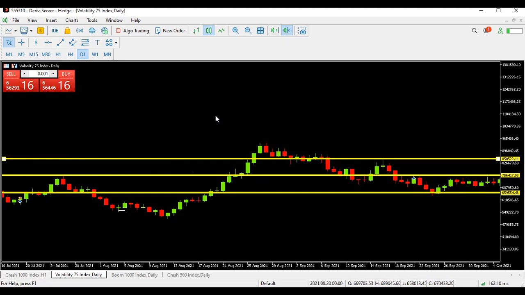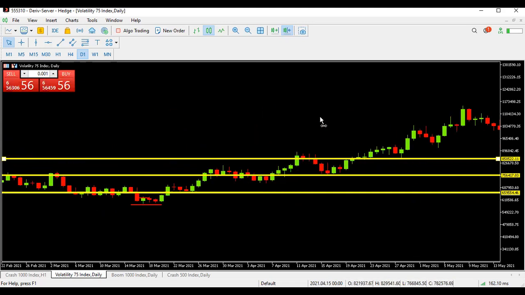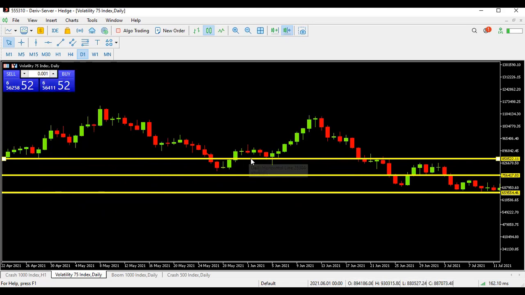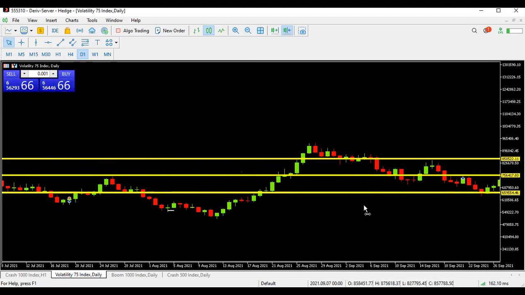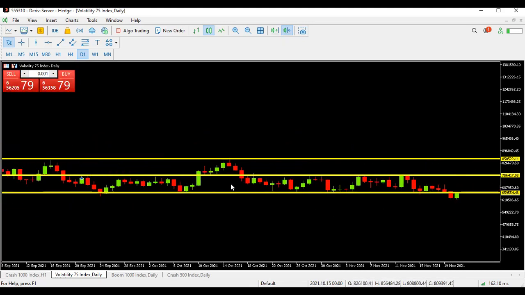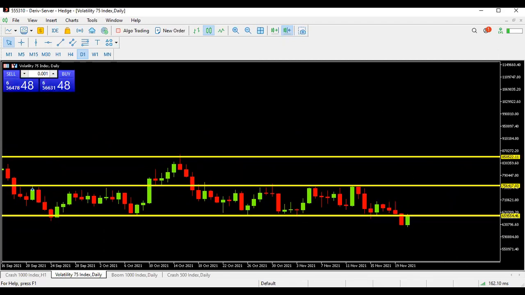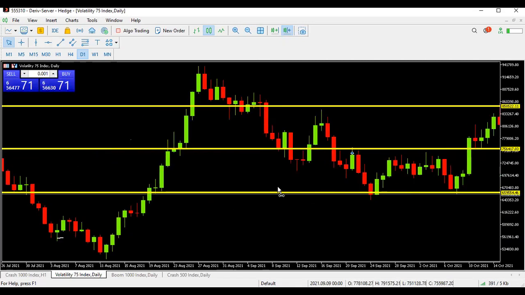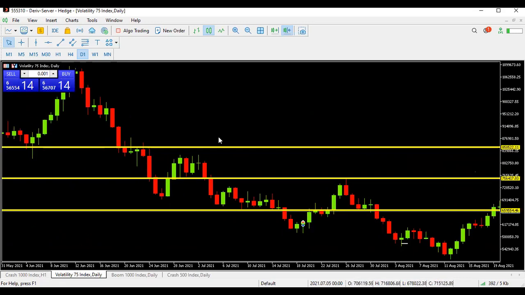So let's go back again and see. Remember, these zones are not a straight line. You can see that. And also remember that these zones can also be broken. Support and resistance zones can also be broken. So if a support is broken, it can become resistance. Or a resistance can be broken, and that resistance can become support. What do I mean by that? For example, let me give you an example.